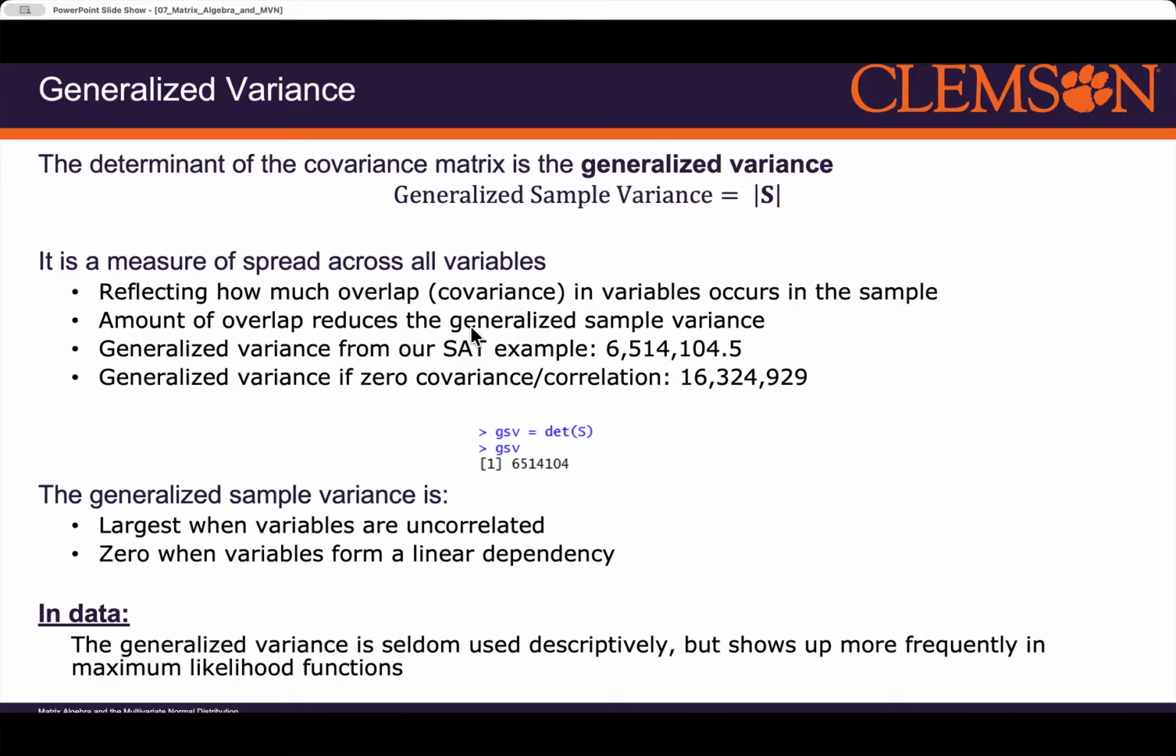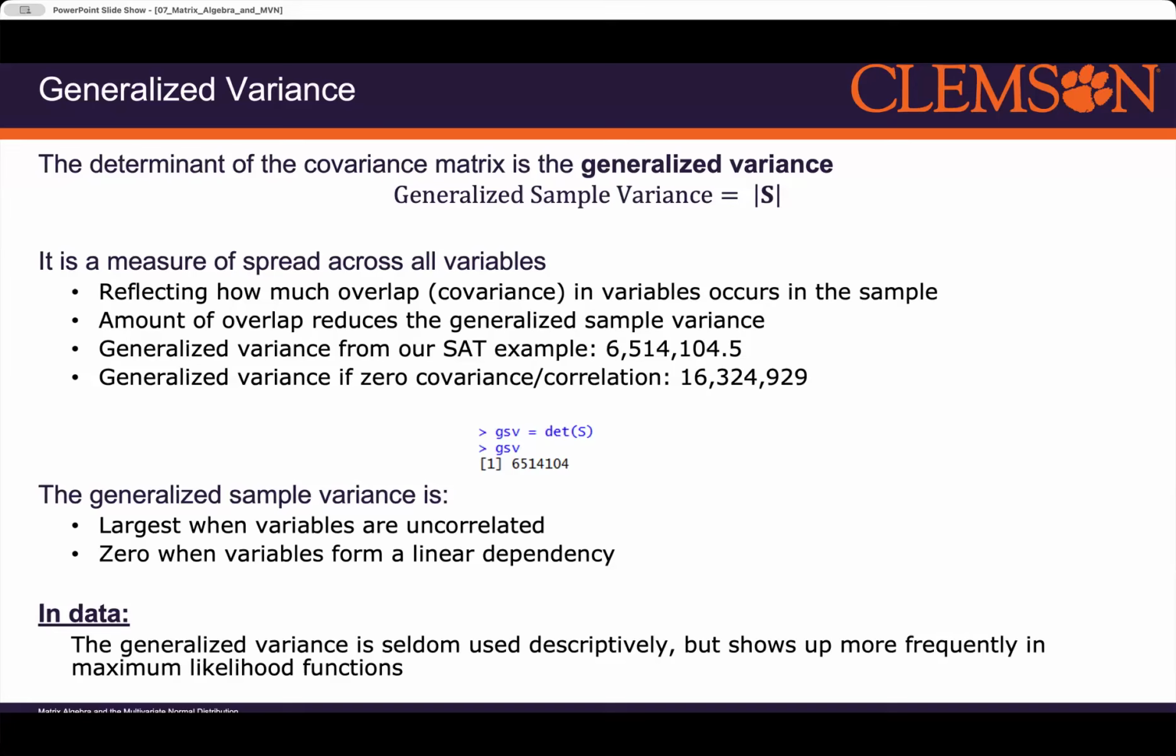So for instance, we know our correlation between our variables, SAT math and SAT verbal, is 0.78. So our determinant of the covariance matrix was 6,514,104.5. But if we actually had zero correlation, it'd be much larger. It'd be 16 million. Right? That's reflecting that. Remember that correlation is an indirect measure of the angle between the vectors.